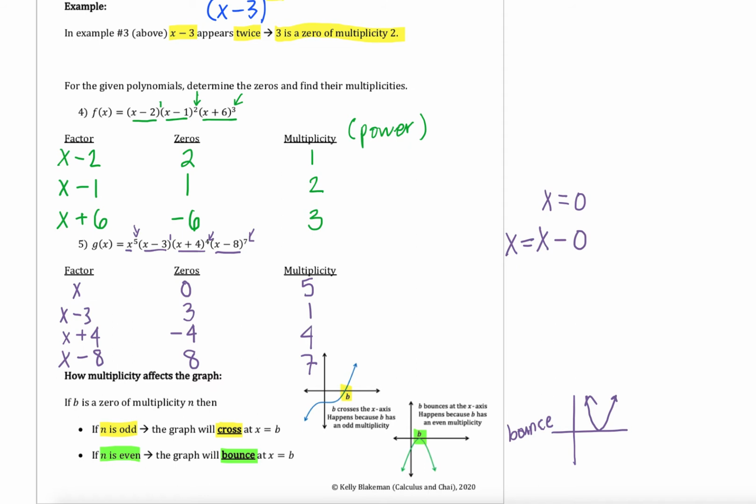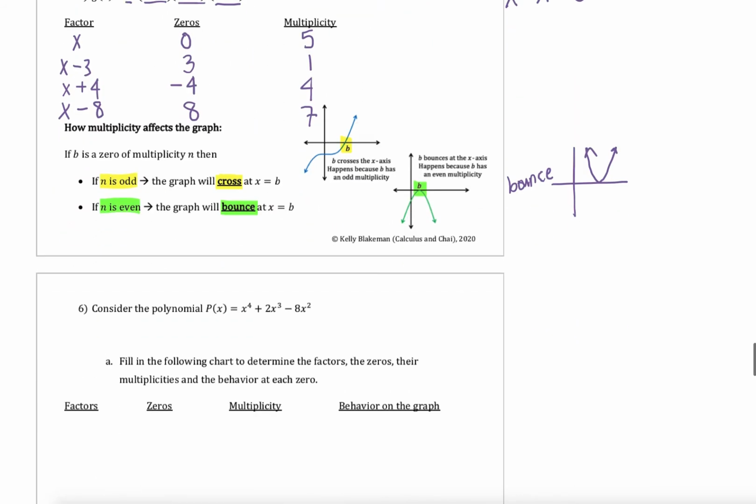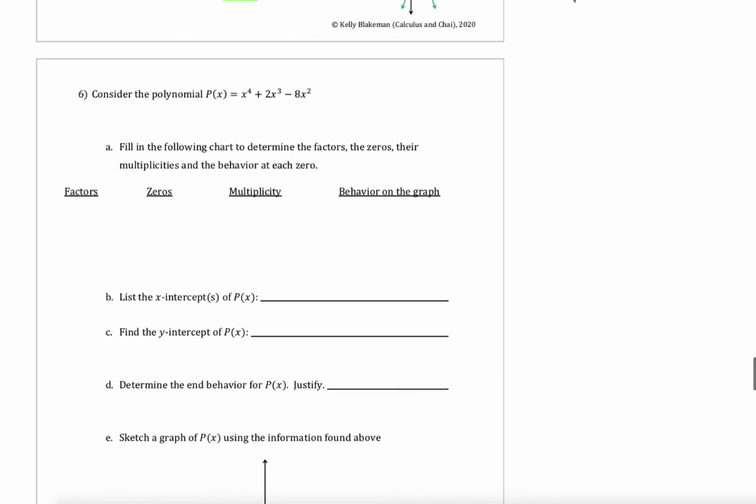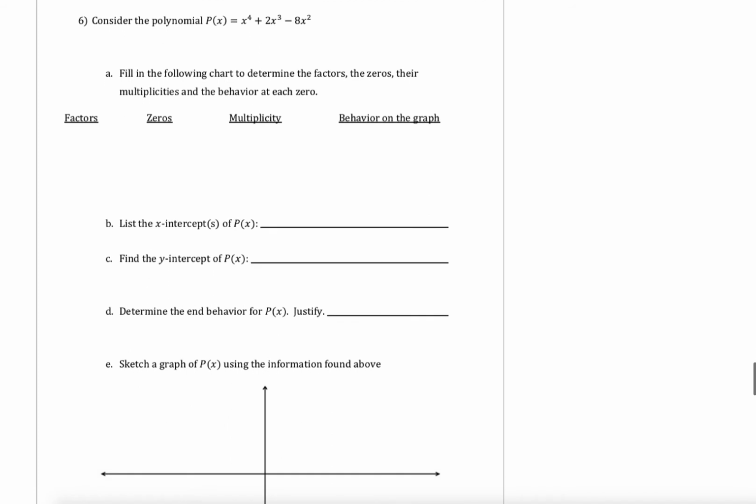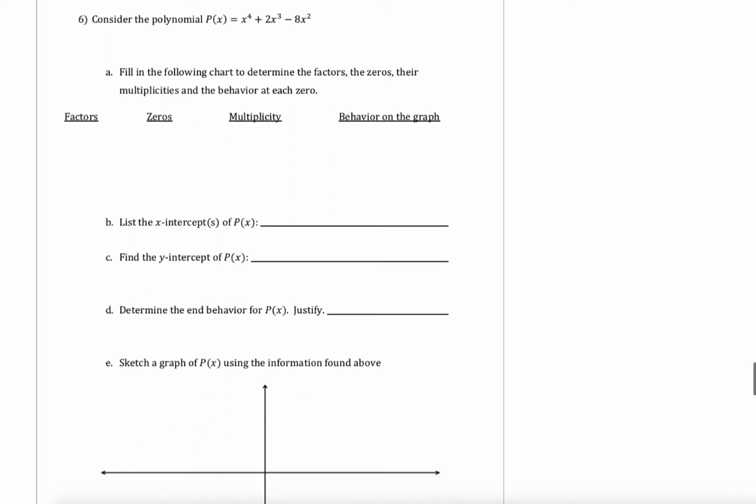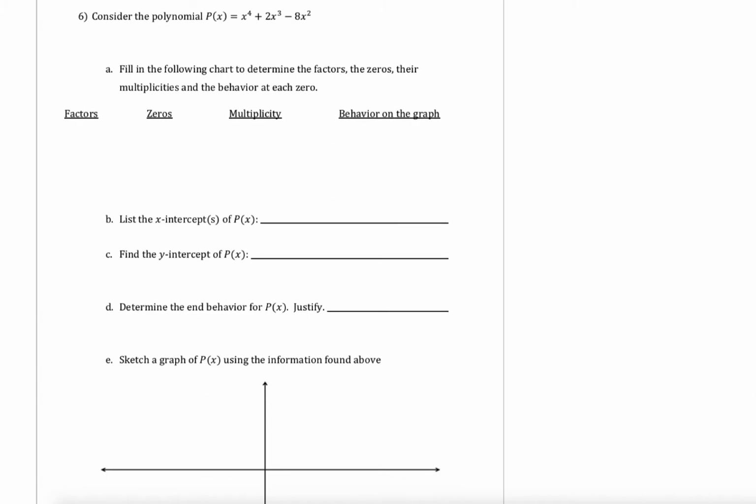And we're going to now use all of this information to combine into a gigantic example where we graph a polynomial. So let's look at example 6 here. We're going to consider the polynomial p of x, which is x to the fourth plus 2x cubed minus 8x squared. And we have quite a bit of information to find here. In part A, it says to fill the following chart in to determine the factors, the zeros, their multiplicity, and the behavior at each zero.